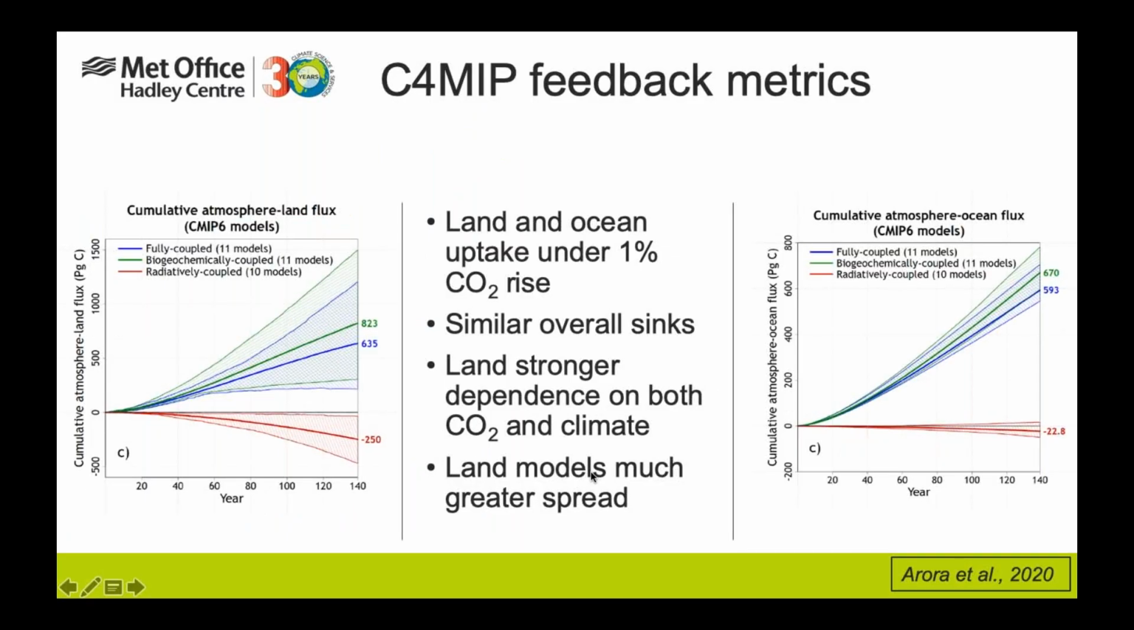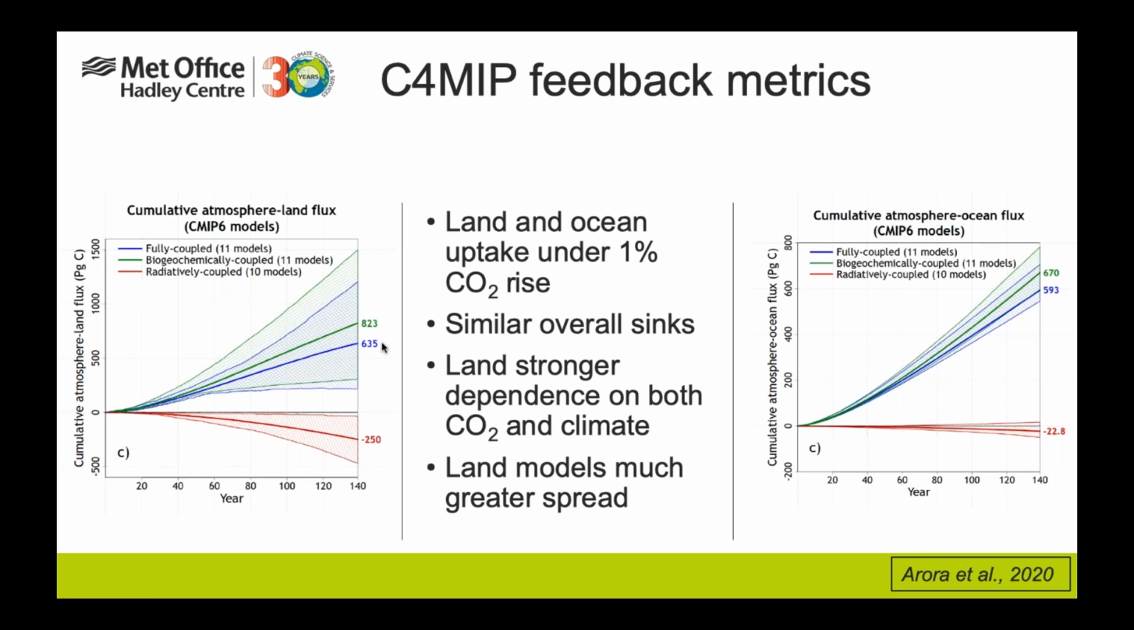So that's the background. What we don't have yet is any maps for CMIP6, but what we do have is some global totals. So the land and ocean uptake, this is a paper by Vivek Arora at the moment. We've got 11 CMIP6 models in here. And if you look at the uptake, they're similar between land and ocean. So the fully coupled runs are in blue here, somewhere around 600 petagrams by the end of the 1% run.